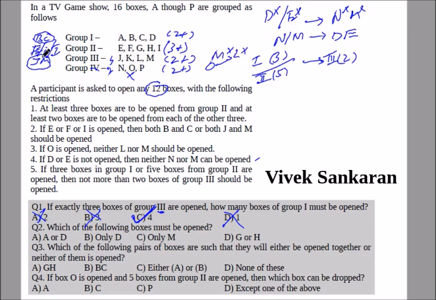In G or H, there is no restriction at all. Only when E, F, I, any one out of them is selected, it is affecting the other groups. So there is no restriction at all. So there should not be any problems in eliminating G or H, one of these two.